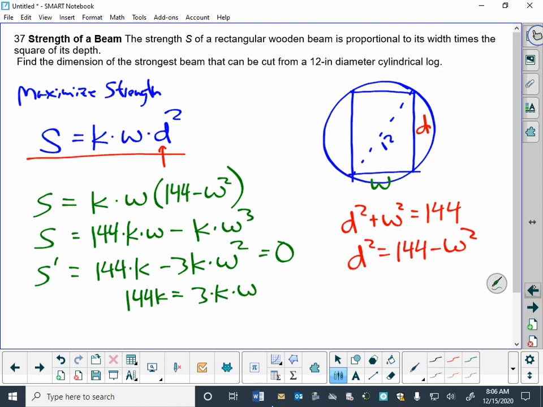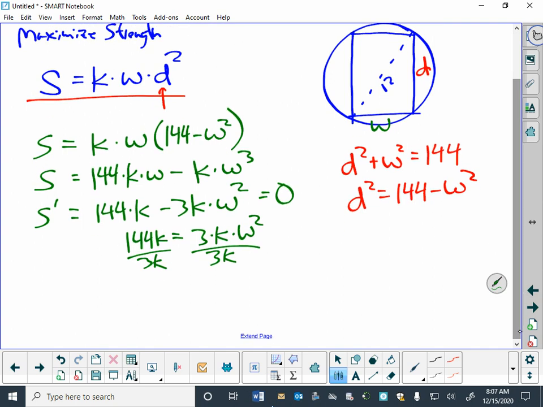I guess it's a quadratic, so I should be able to get it from here. Divide everything to start with by 3k. And we get 48, the k over k is 1, so I get 48 equals w squared. So w is the square root of 48. 16 times 3, so that's 4 root 3.